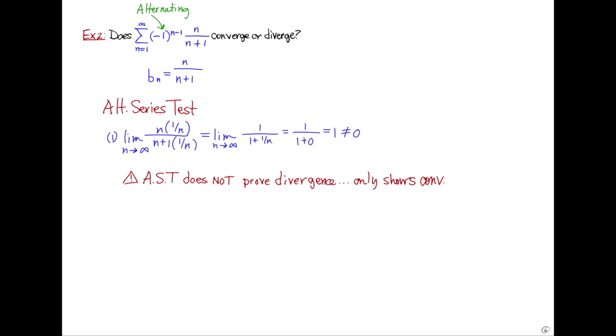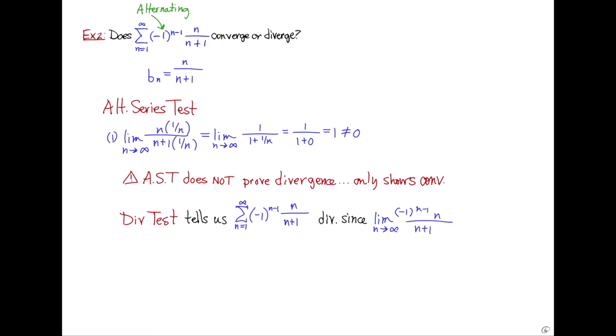But now we know that this limit is not equal to 0. And so the divergence test tells us that our series from n equals 1 to infinity of negative 1 to the n minus 1 times n over n plus 1 diverges since the limit as n approaches infinity of negative 1 to the n minus 1 times n over n plus 1 is not equal to 0.